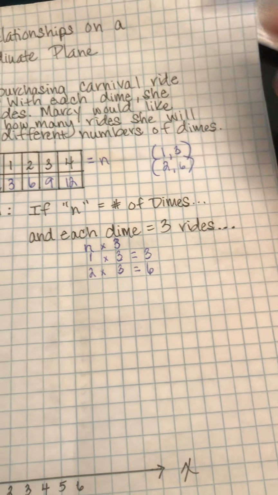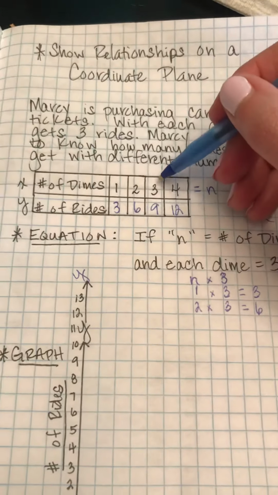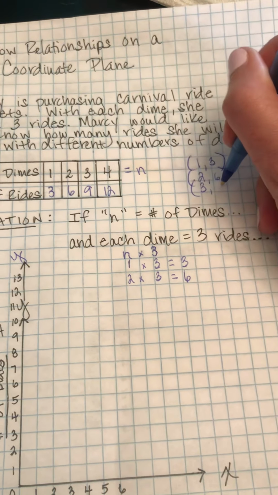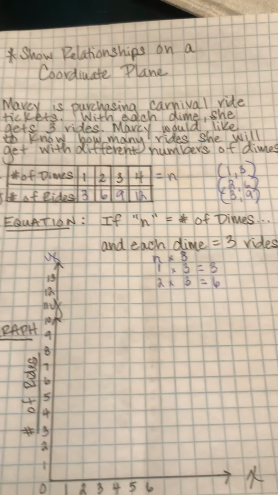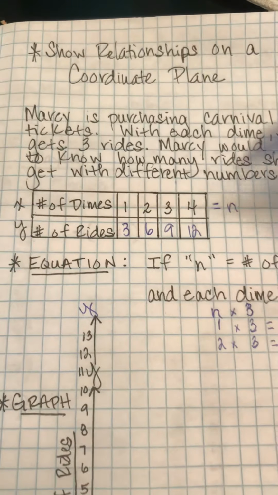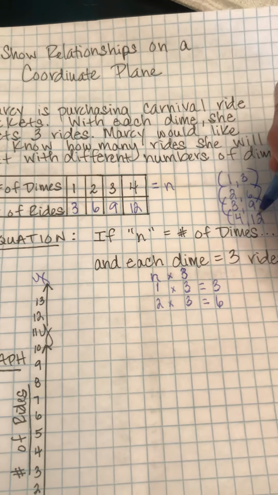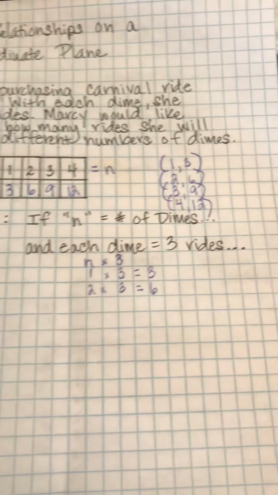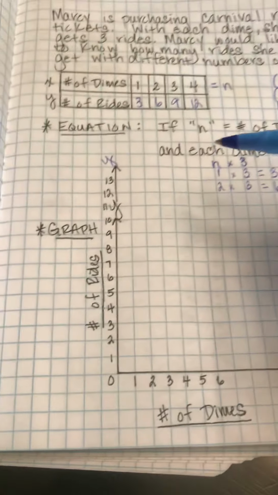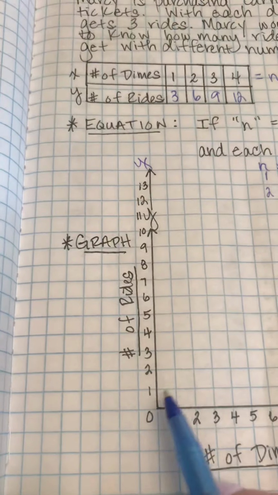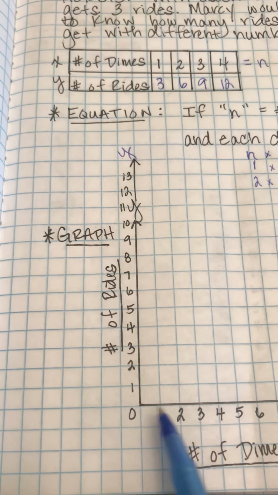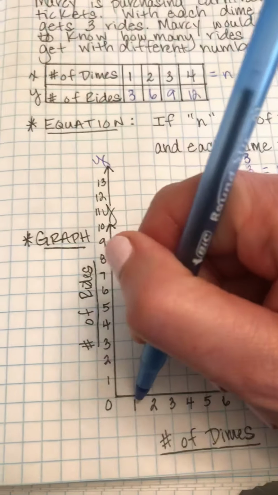So my x and my y. For the 3, I would say, okay, well that's 3 dimes, and I get 9 rides. And then my last one here is 4 dimes, and I get 12 rides with that. So those are my coordinates for my points. So our first one is 1, 3. So we're going to go over 1. So we're going away from the y-axis here. Over 1 and up 3.